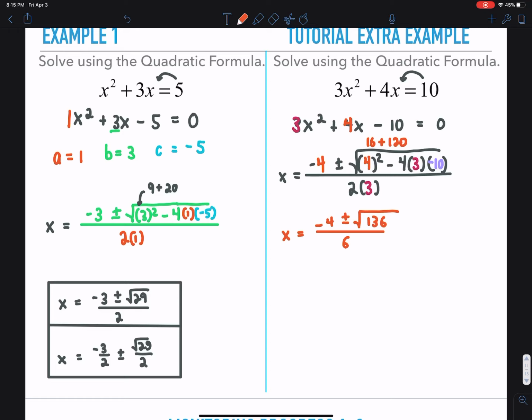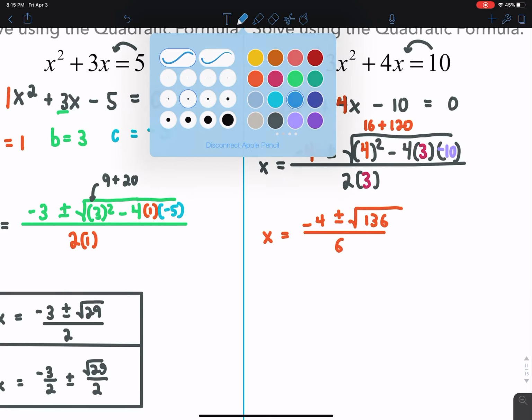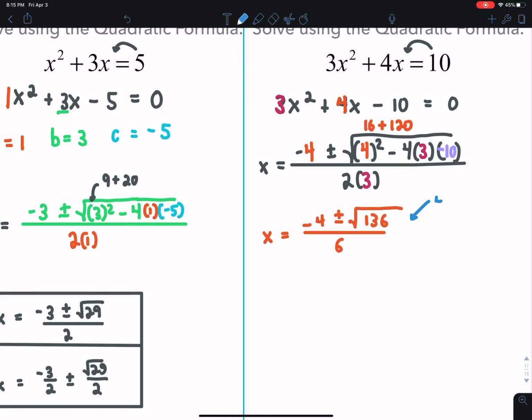And this we can clean up and simplify a little bit. So the square root of 136, well, this is going to be 4 times 34. And 34 is just 17 times 2, so that's not going to help us out. But that's going to give us negative 4 over 6, and I'm going to split this up right here. This is why it's a good idea sometimes to simplify. So this is going to give us 2 times the square root of 34, all divided by 6.